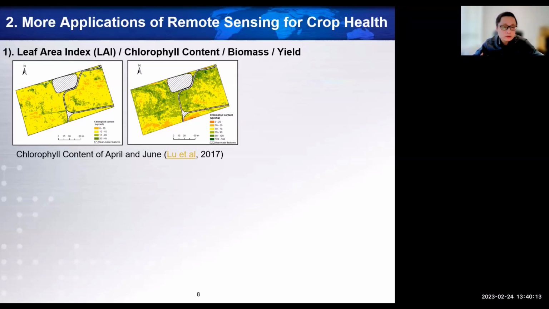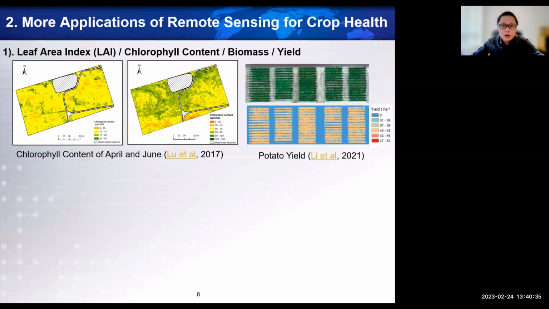So if we can observe such spatial temporal patterns of chlorophyll, then we can ask why some areas have higher chlorophyll, while other areas have low chlorophyll content. There must be reasons, maybe related to fertilizer, nutrient in the soil, or maybe soil moisture. So we need to understand the reasons behind such patterns. Similar idea, using drone images, we can also generate a yield map, such as this researcher, they fly drones and created this potato yield map, and then they can understand the potential yield as well as the reasons that may influence the yield.